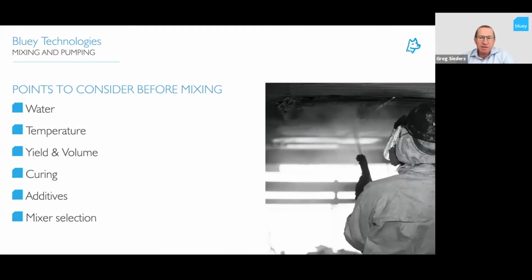So now we look at the mixing of the product once you've chosen your product. There's a lot of things to consider before you start mixing. Water has an influence, your temperature, both the atmospheric temperature and the substrate temperature, the yield and volume, your curing requirements, both setting times as well as curing of the product, any additives to add into the products, and then your mixer selection.